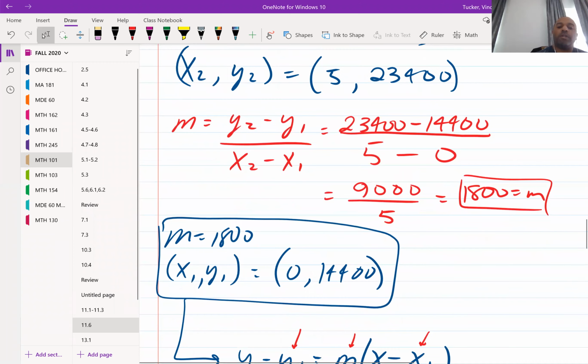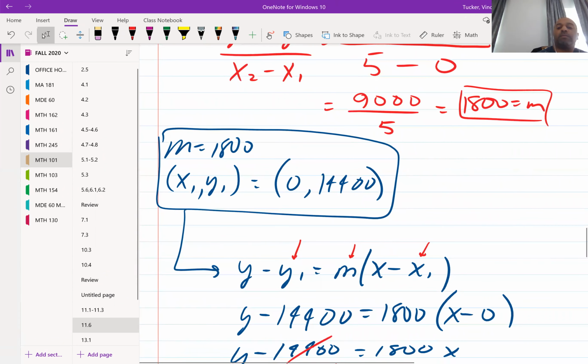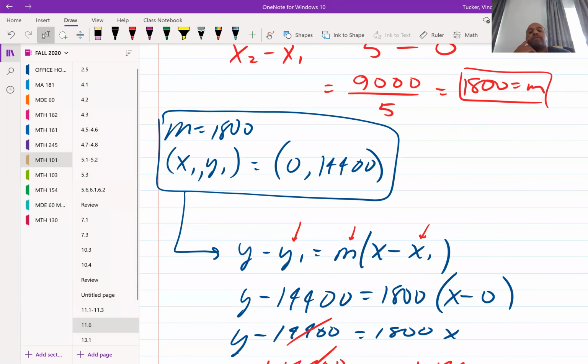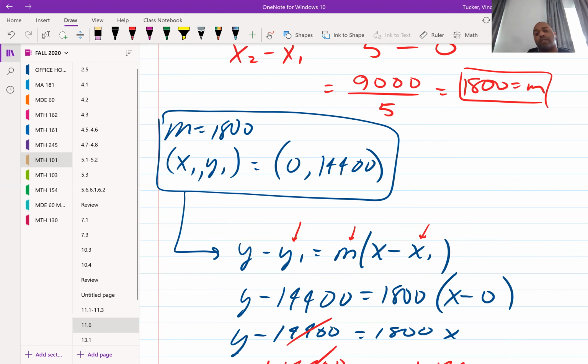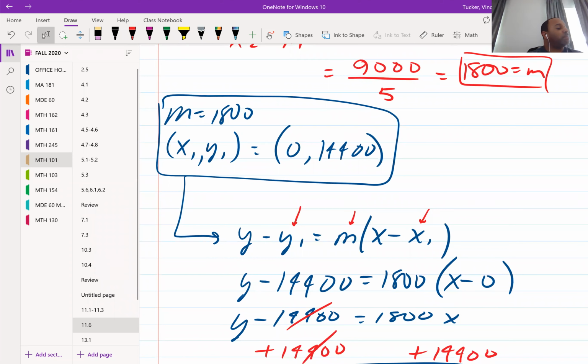All right, so now we can use our point slope formula: y minus y1 equals m times x minus x1. Whenever you have a point and a slope like we do here, we can use this formula, where we'll plug in for y1, m, and x1. So it's 14,400 for y1, 1,800 for m, and 0 for x1.